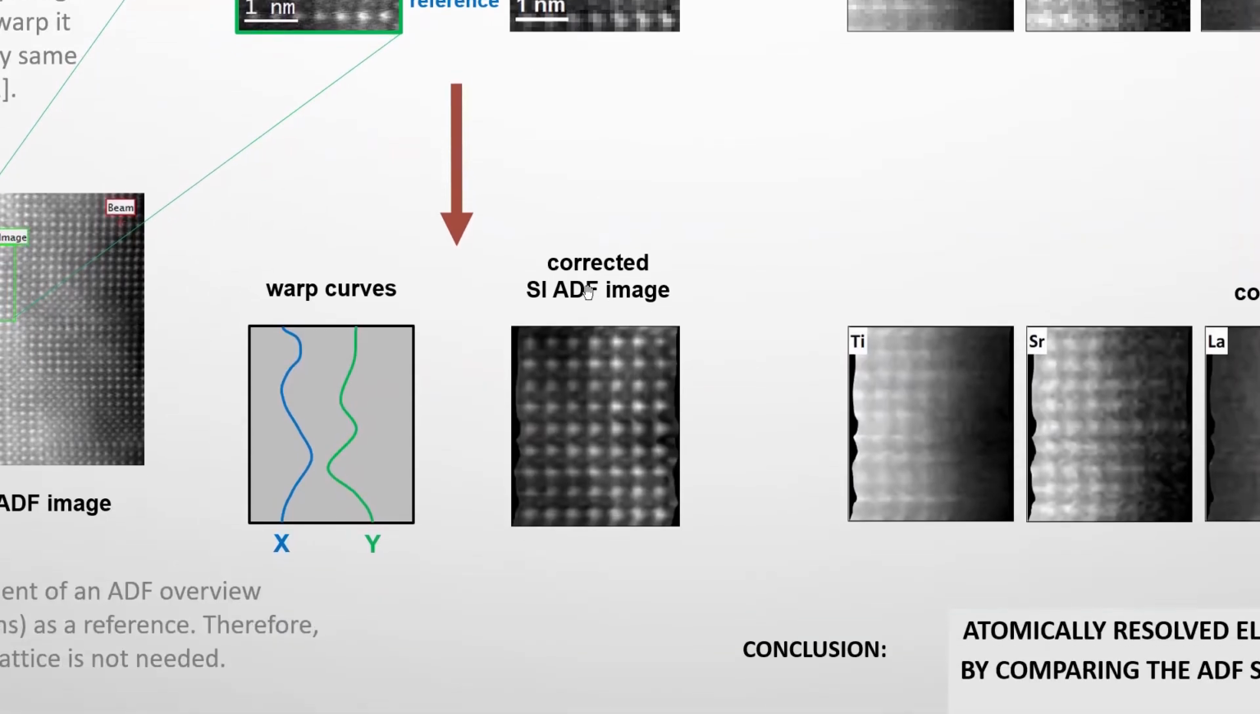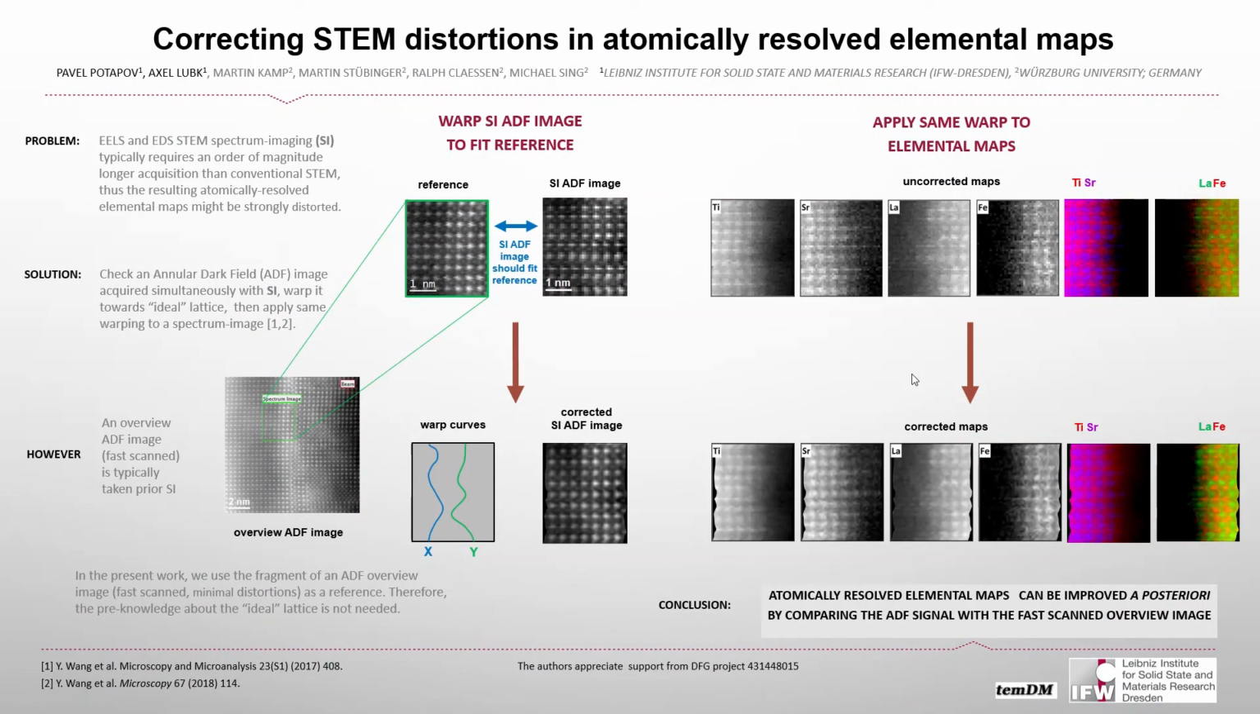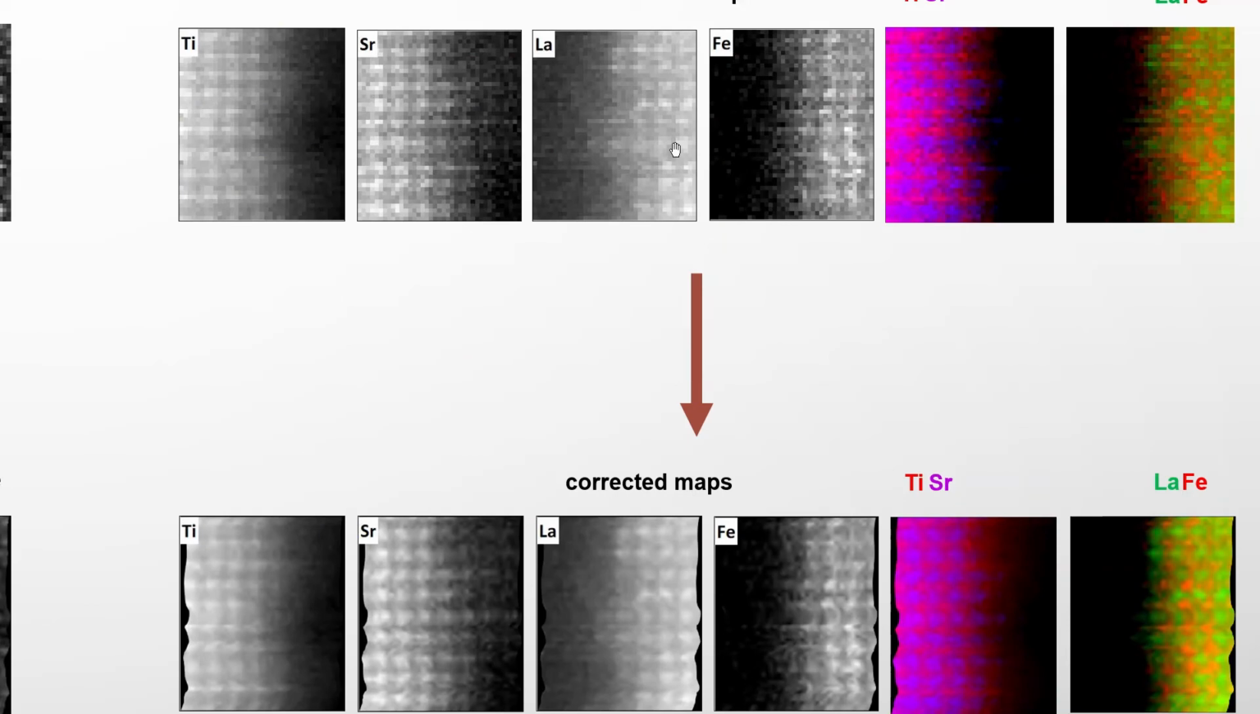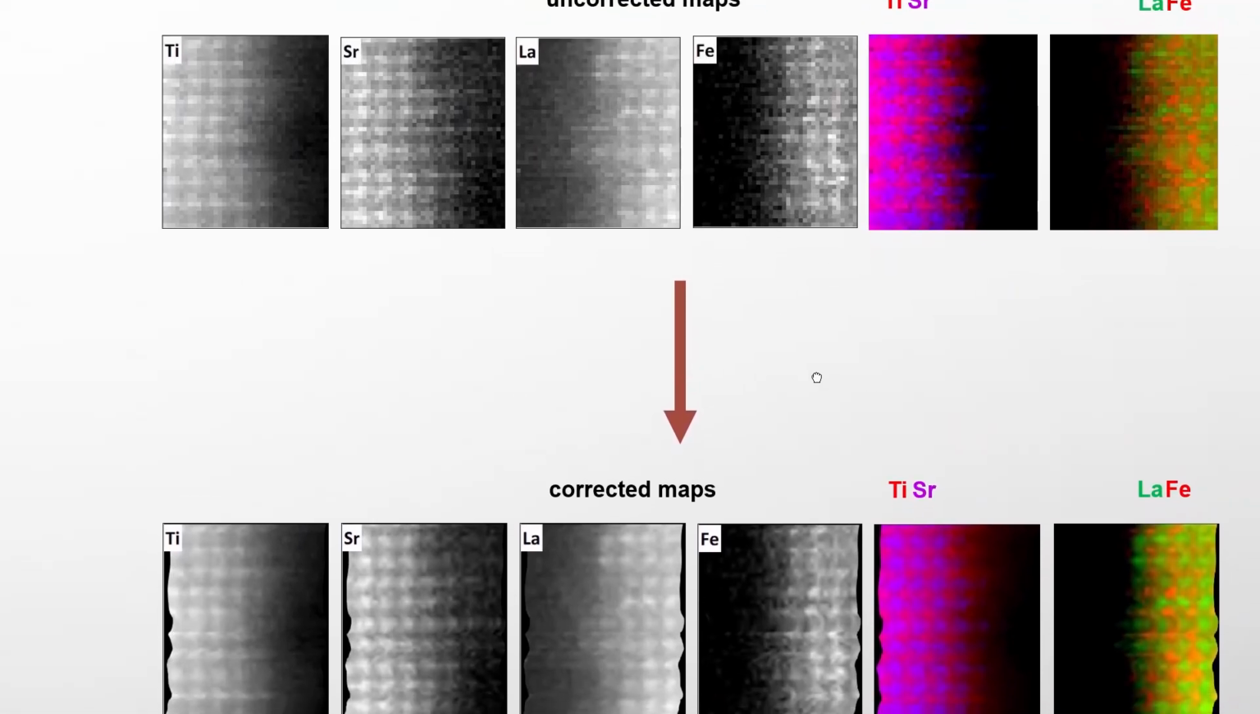And of course, the ADF image is improved, but it's not our target. Our target is to retrieve certain warp curves that provide the best correspondence, the best transformation between the spectrum image and the reference. Then simply apply exactly the same transformation to elemental maps, and you see that they are greatly improved.